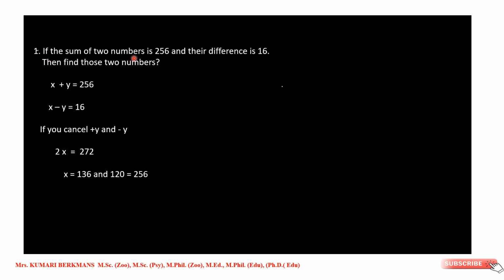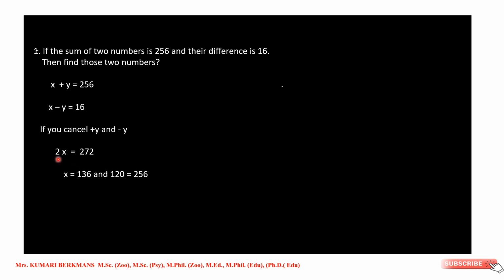If the sum of two numbers is 256 and the difference is 16, then find those two numbers. For this, we apply a formula: x plus y is equal to 256, x minus y is equal to 16. If you cancel plus y and minus y, then we get 2x. So 2x is equal to the addition of these two: 256 plus 16 is equal to 272.